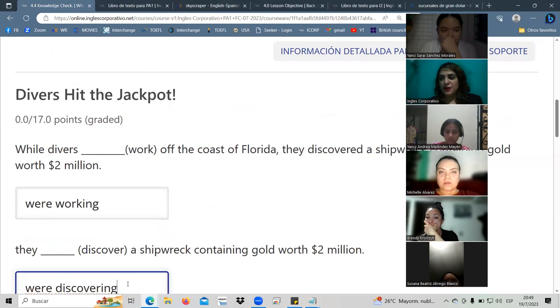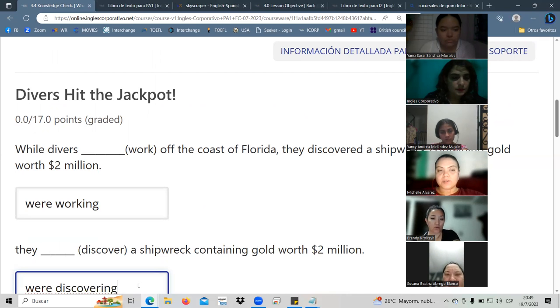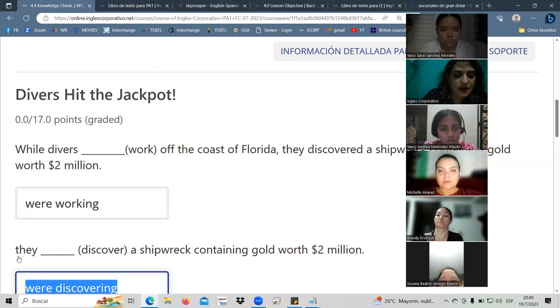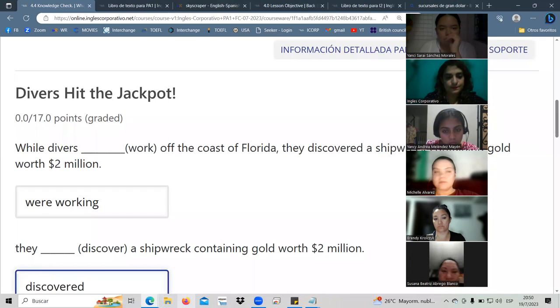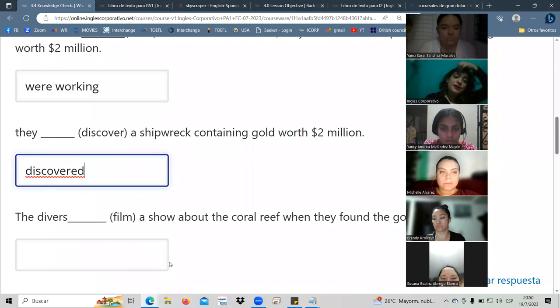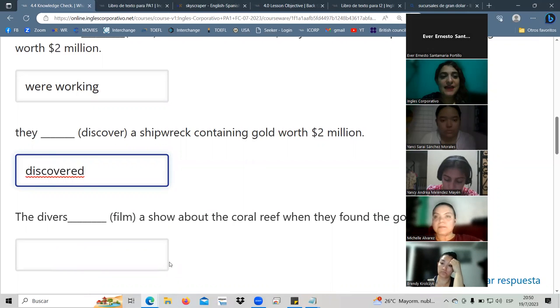¿Estuvieron descubriendo o descubrieron? ¿Qué cree usted? What do you think, guys? Descubrieron. Ah, so, ¿cuál sería lo más adecuado aquí, Michelle? They discovered, yeah. They, with the ED, yes. Ahí se tiene que poner discovered. Number three, help me. Jancy, después Ever, okay? Jancy and then Ever.